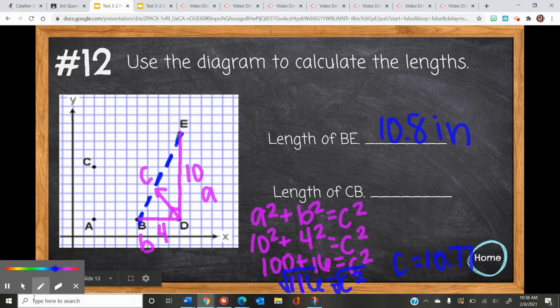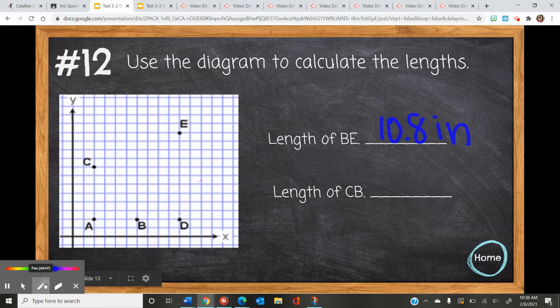I'm going to go ahead and erase all this very quickly. So since I'm finding the length of CB, CB is going to be this line right here. So in order to find the length, I can form a right triangle. So from point A to point B, this is going to be 1, 2, 3, 4. And going up 1, 2, 3, 4, 5, 6.